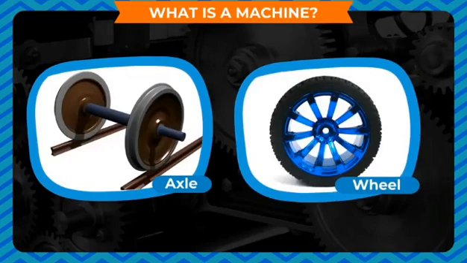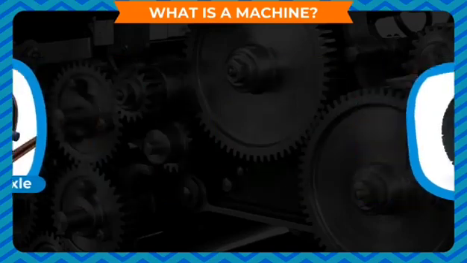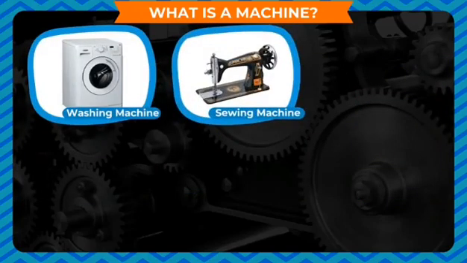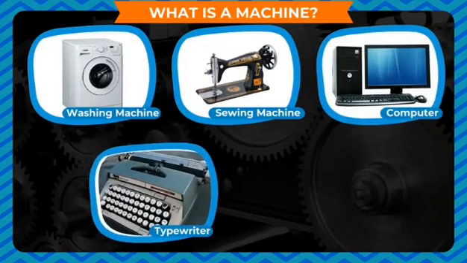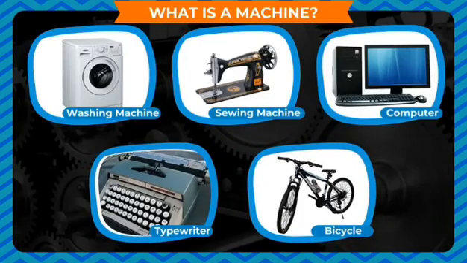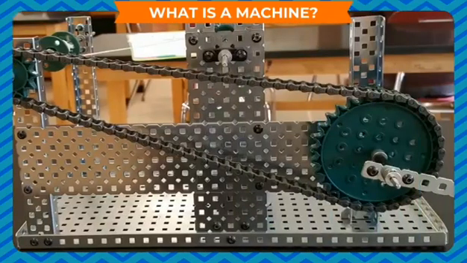Complex machines have many parts and are made up of a number of simple machines. Washing machine, sewing machine, computer, typewriter, bicycle, etc. are complex machines. These machines are usually powered by mechanical, electrical, or chemical energy. They are also called compound machines.